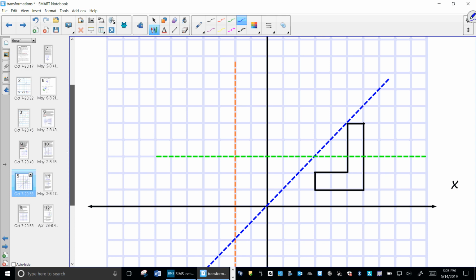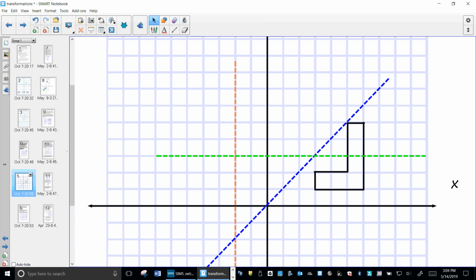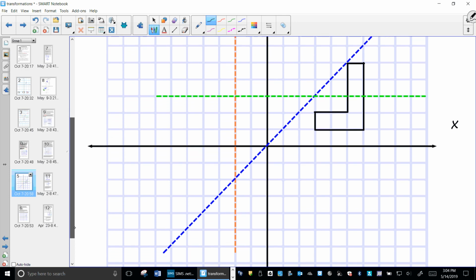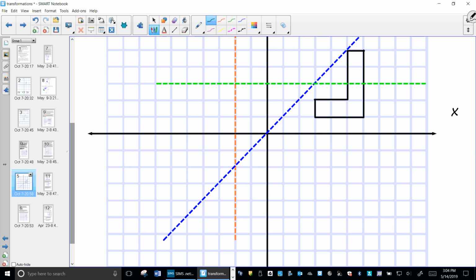Now let's reflect it. First, we're going to reflect it in the x-axis. Here we go, which is the x-axis. So we're going to reflect it in the x-axis first, the horizontal line. So that we're reflecting it in the x-axis. I'm going to do it in yellow so that you can see this. So in yellow, it's reflecting in the x-axis.